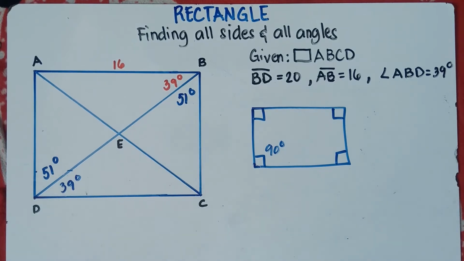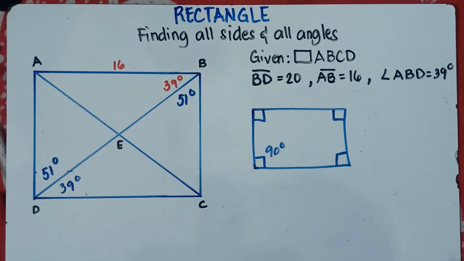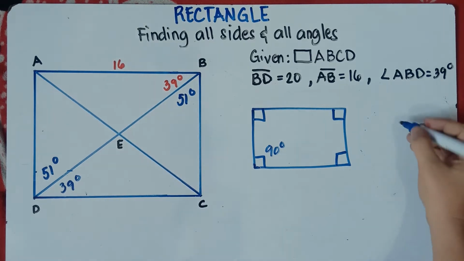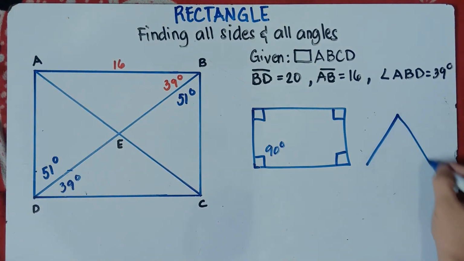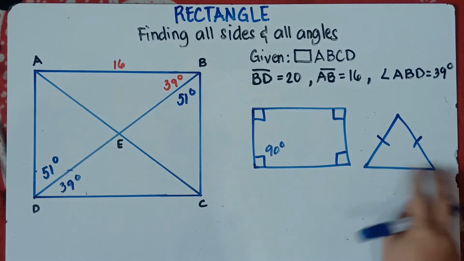Next, class, what else? Always remember this one: in a rectangle, there are 4 isosceles triangles. What do you mean by isosceles triangle, sir? An isosceles triangle, class, has 2 equal sides. For example, this side right here is congruent to this side. And that's what we call an isosceles triangle.